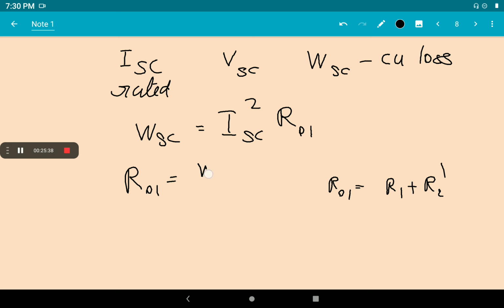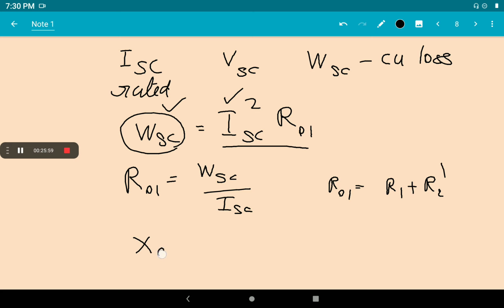R01 is indicated by the wattmeter reading, which is the I square R loss. So we can represent the equation like this. From this equation you can find out R01, because we know these two readings. So R01 is WSC by ISC. We can calculate it from the readings.